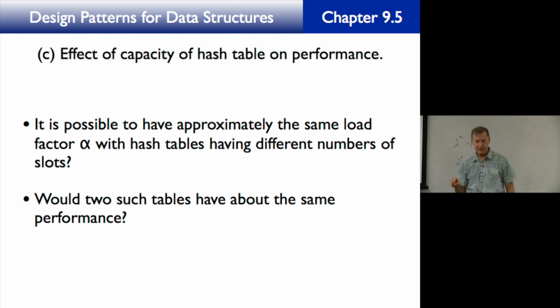Part C is the effect of the capacity of the hash table on performance. Answer this question: is it possible to have approximately the same load factor alpha with hash tables having different numbers of slots? Don't blurt out the answer right now. In other words, can you have a table with 1,000 slots have the same alpha as a table with 100 slots? Obviously. And would two such tables have about the same performance?